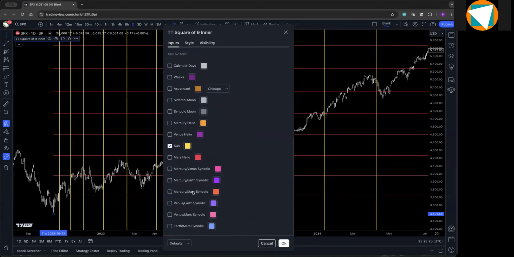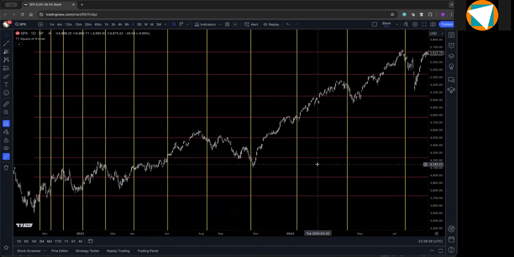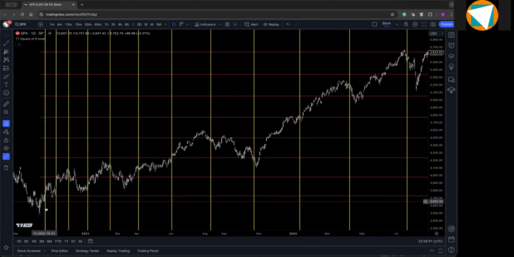Okay, so what this allows you to do is experiment a little bit and find the time factor that fits best. Okay. So we're going to do that right now. We're using sun as the time factor. So what we're doing is from this anchor point, we're counting every degree of movement of the sun. And once that makes one complete lap around the square of nine, then we draw a yellow line.